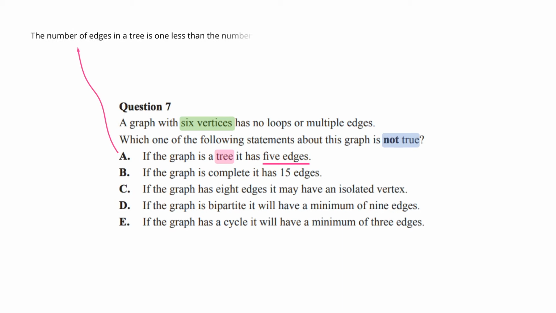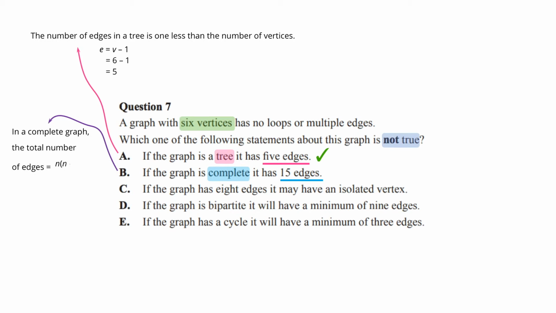We know that the number of edges in a tree is 1 less than the number of vertices. So there are 6 vertices. So the number of edges is 6 minus 1, which is 5. So this is true. Option B. If the graph is complete, it has 15 edges. In a complete graph, the total number of edges is equal to n(n minus 1) divided by 2, where n is the number of vertices. And this gives us 15, so this option is true as well.